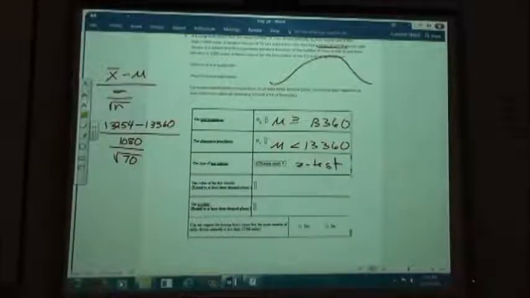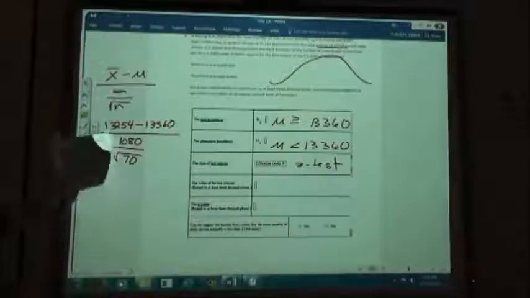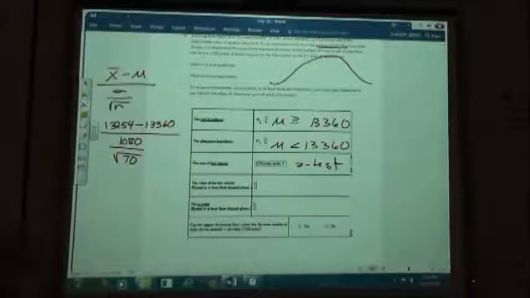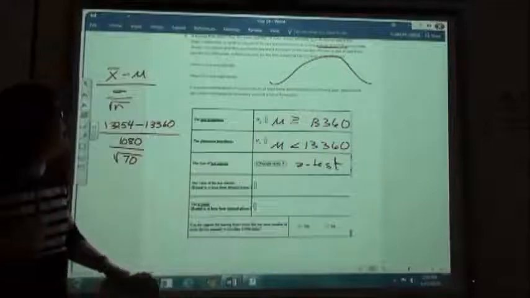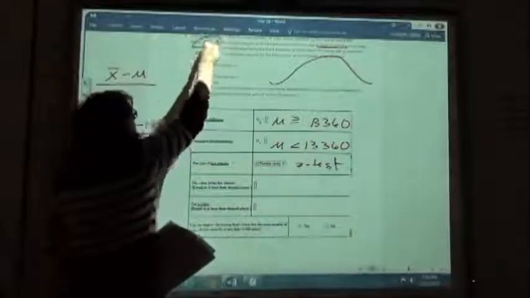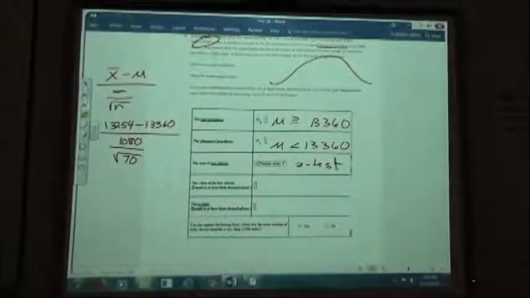To 3 decimal places is how far we want our answer. Is that a 1 3? It's a 1-3. 13360? Oh yeah, 13360. That's our claim. It's less than that number. Okay. What are we getting for the value of our test statistic if you get that punched in?